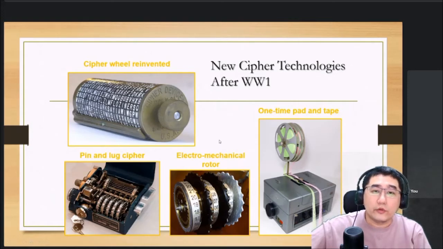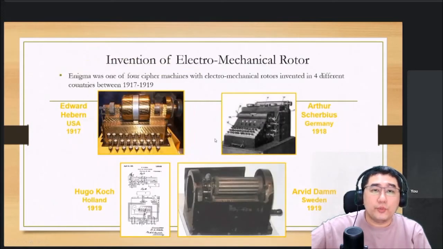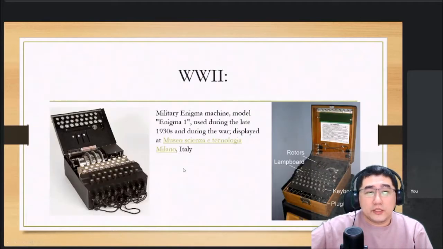So one of the most important ones will be the Enigma. The Enigma is actually a combination of mechanical and electronic. The electronic impulse goes through the mechanism and comes out as the message. So this is the Enigma machine. This is the famous Enigma machine.